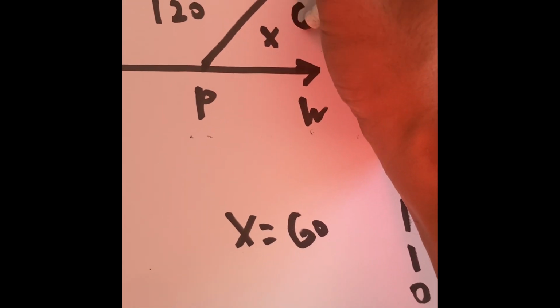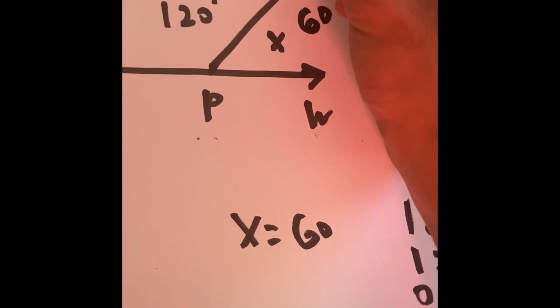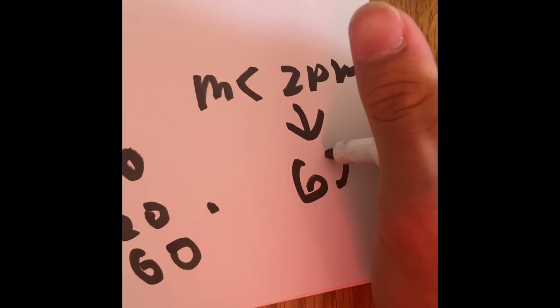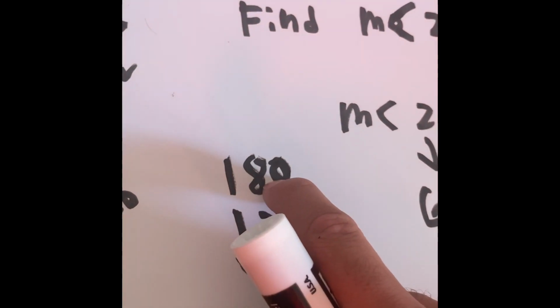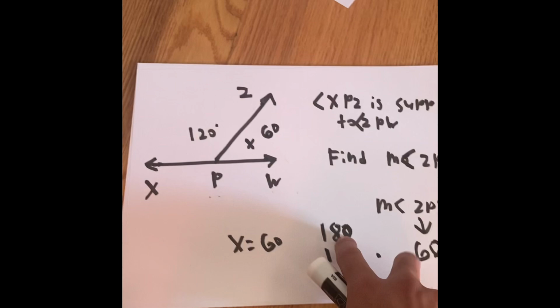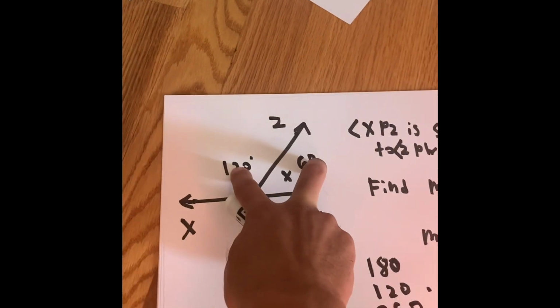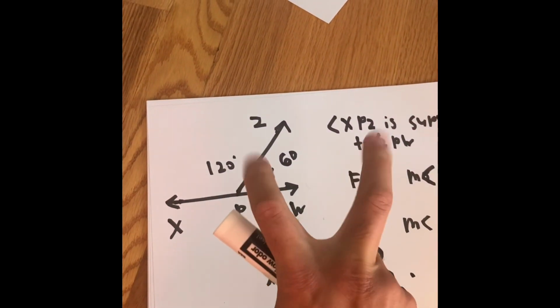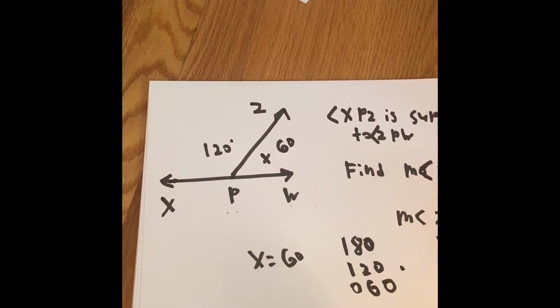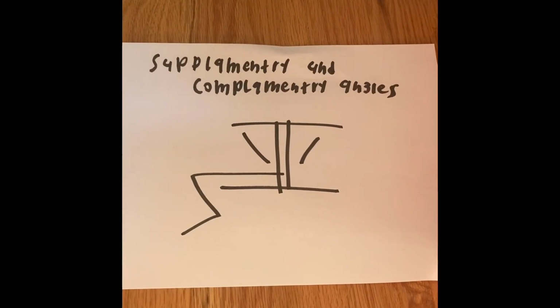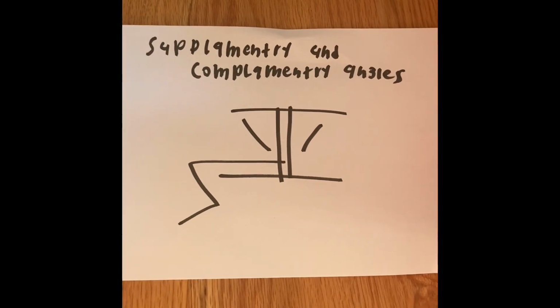The measurement right here, ZPW, is going to be 60 degrees. 60 plus 120 is 180. And we can explain that these two angles are supplementary and supply to make 180 degrees. And that is how we can learn about supplementary and complementary angles.